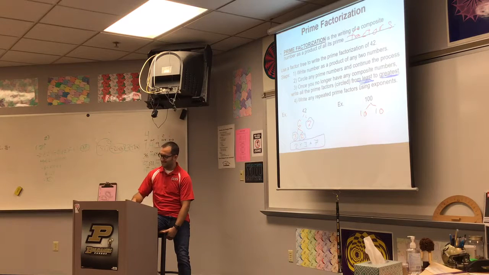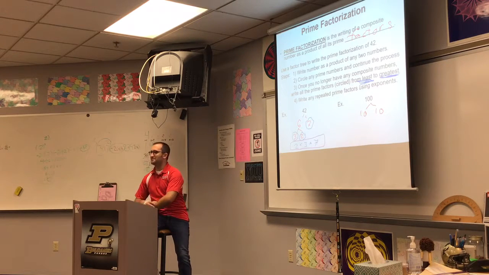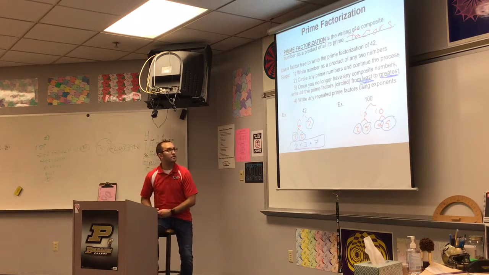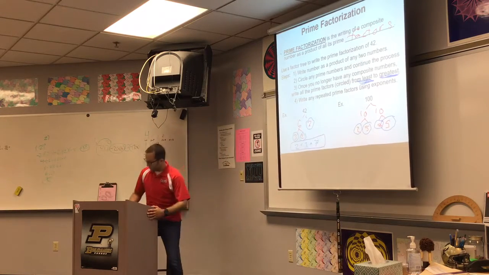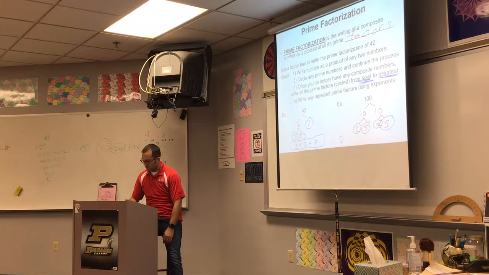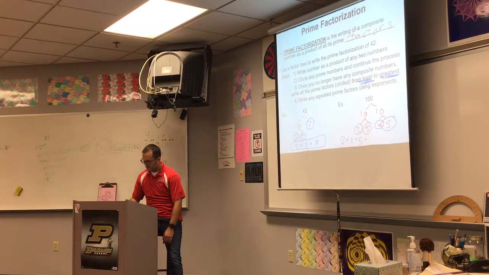Now, are either of those prime? No. So we keep going. To get 10 is 2 and 5. 2 and 5. And those are all prime. So now when we write this out, we want to write any repeated prime factors using exponents. So this is 2 by 2 by 5 by 5.